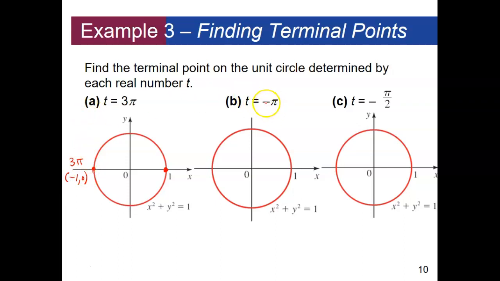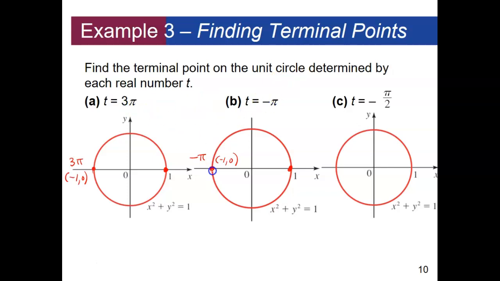This one we have a negative value, so that means we're going to be moving clockwise, and I'm going to move pi units. So pi units is halfway around the circle, but if I'm going in the negative direction, then I'm going to go clockwise. So again, I start here at my starting point, and I go clockwise pi units. So actually pi and negative pi, we end up at the same place. So the coordinates for negative pi are going to be (-1, 0). It's also the same as 3 pi.